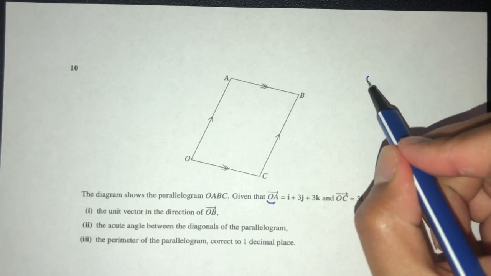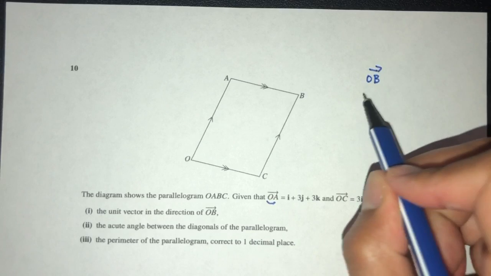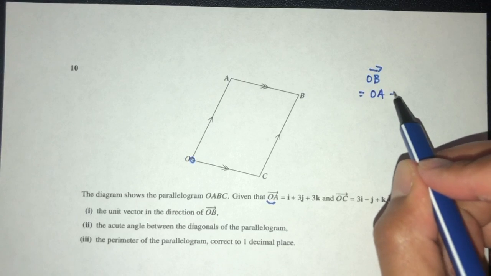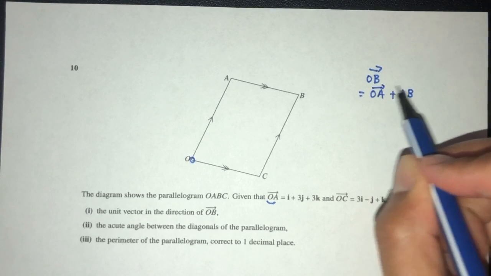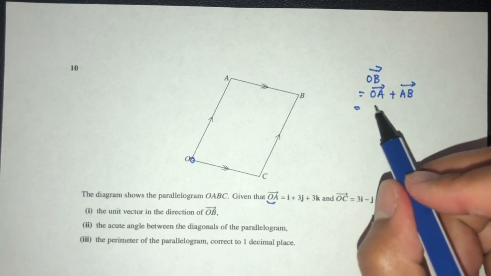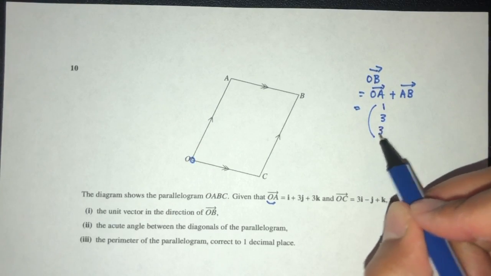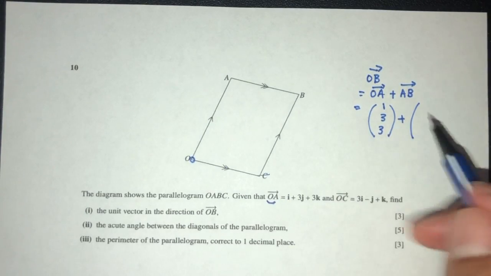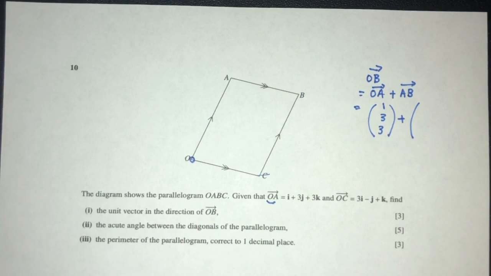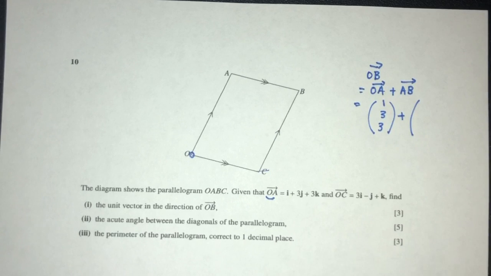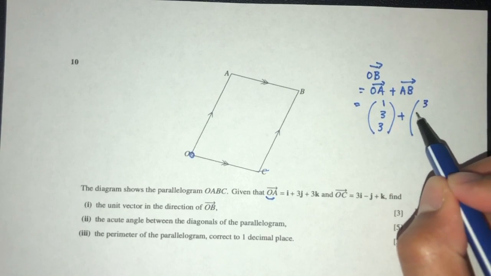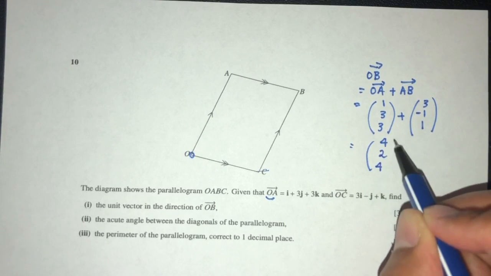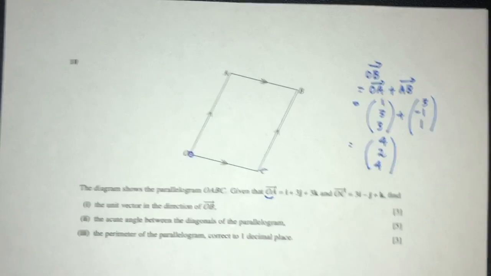So how would you find OB? So pretty easy. From O, we have to go to B. From O, you first go to A, and from A, go to B. Right? OA is given to you by i plus 3j plus 3k, plus AB. Now we understand that this and this have to be the same because of the properties of a parallelogram. Because of that, we know it has to be the same value. That should be 3 minus 1, 1. That should be 4, 2, and 4. Right? Now, this is the value of OB.